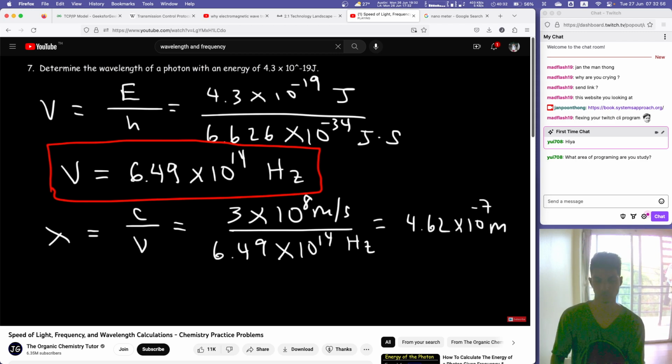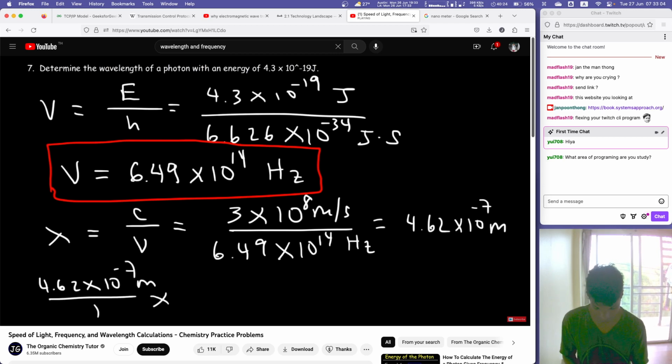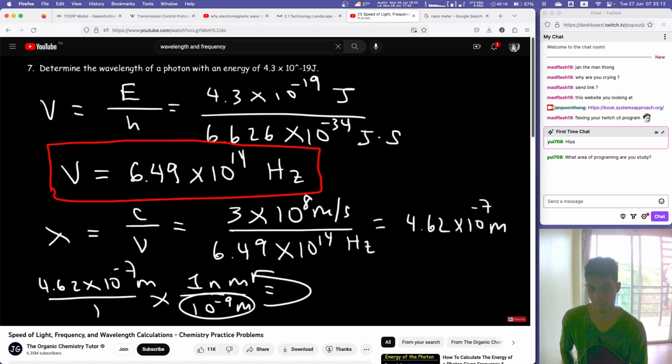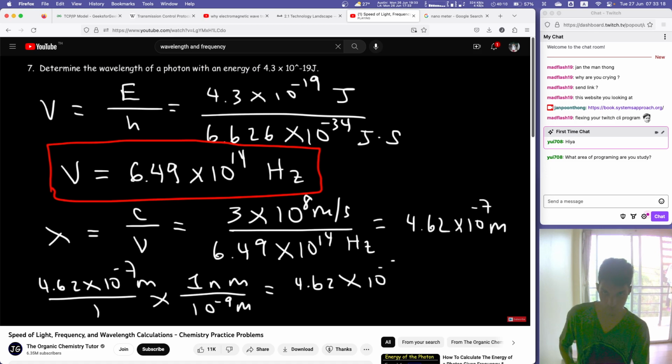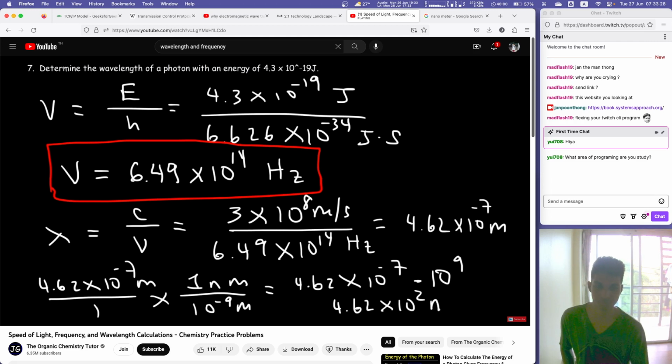Now let's go ahead and convert this to nanometers. Keep in mind, 1 nanometer is equivalent to 10 to the minus 9 meters. So I'm going to take this and move it to the top. Then it becomes 4.62 times 10 to the minus 7 times 10 to the positive 9. Negative 7 plus 9 is 2. So it's 4.62 times 10 to the 2 nanometers. And we know 10 squared is 100, so 100 times 4.62.